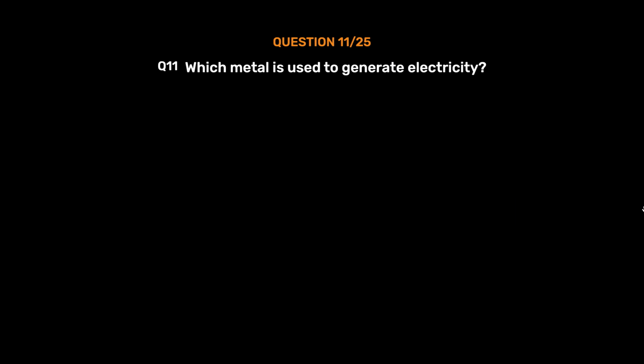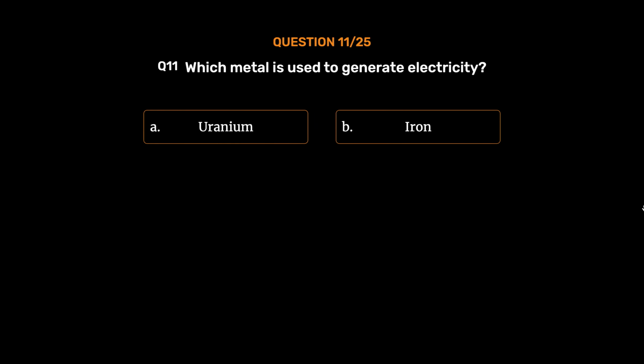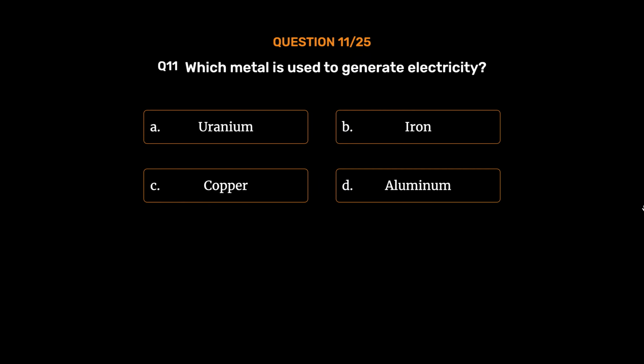U-235. Question number 11. Which metal is used to generate electricity? Option A. Uranium. Option B. Iron. Option C. Copper. Option D. Aluminum. The correct answer is Option A.